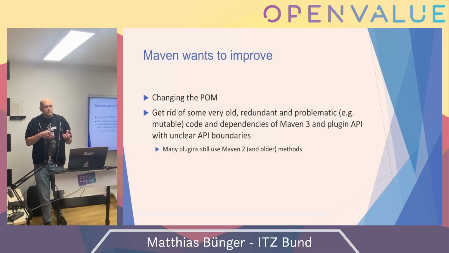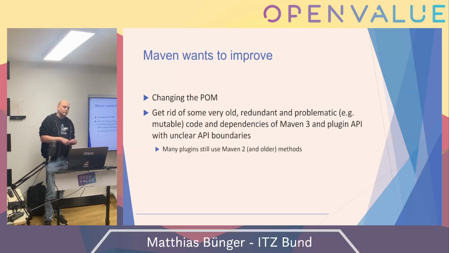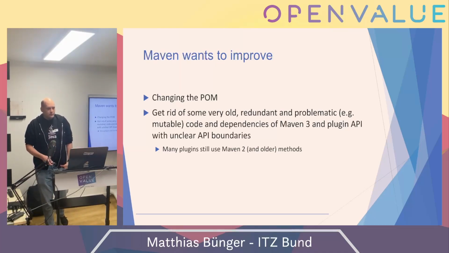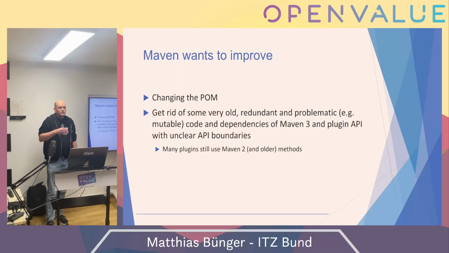So many plugins developed 10, 15 years ago still use methods which have been deprecated since the early days of Maven 3, because the API allows it. And Maven, like the JDK team, puts in high effort to be backward compatible. So that's a good reason why the team wants to improve Maven, to be able to focus more on maintaining Maven instead of maintaining backwards compatibility for plugin developers who don't want to upgrade their plugins.